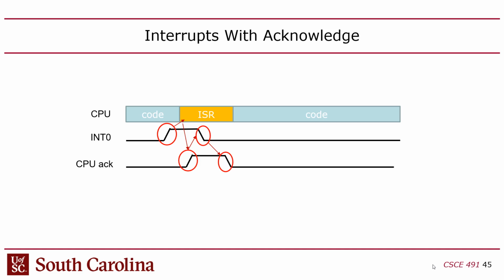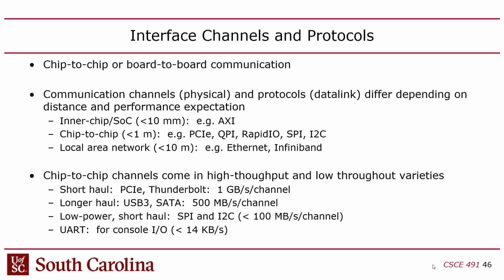And then we talked about how more heavyweight processors have an acknowledgement that comes back, and this creates a three-way handshake where the peripheral requests an interrupt, the CPU acknowledges it, and then keeps the acknowledge high for the amount of time it takes to run the service routine. And then that indicates to the peripheral when it can issue its next interrupt, right?